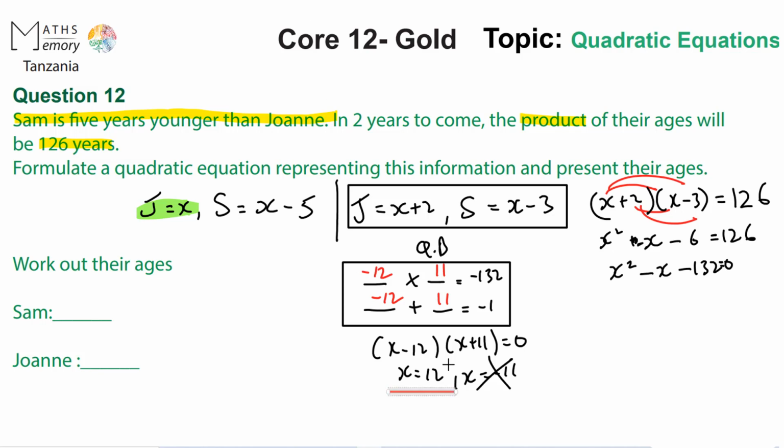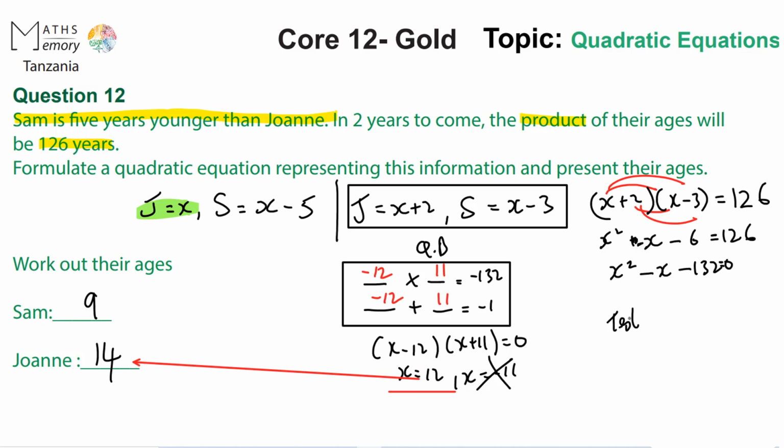So let's put this back into our original equation, see if it works. x equals 12. So if you look at this, x equals 12 would be over here, because Joanne was x. x plus 2, or 12 plus 2 is 14, simply goes in here. So let's write Joanne as 14 first of all. And Sam is 5 years younger, or you can plug 12 back into here, 12 minus 3, which is 9, and that should be your answer.